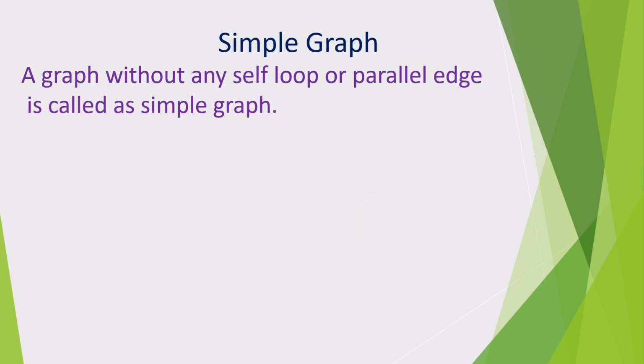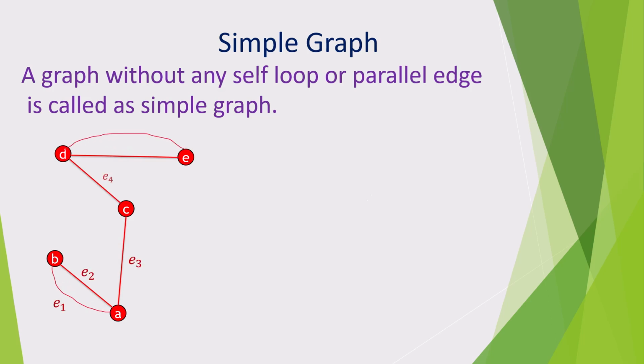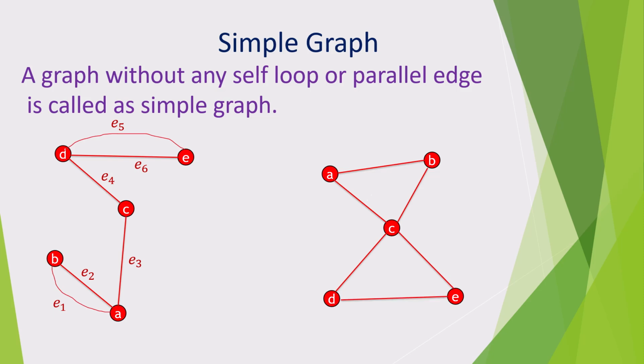Next concept is simple graph. A graph without any self loop or parallel edge is called a simple graph. That means a graph should have no self loop and no parallel edges. Let us draw this graph with vertices A, B, C, D and E. This is the same graph we have discussed earlier, and this is the second graph. The first graph has parallel edges E1, E2 and E5, E6.